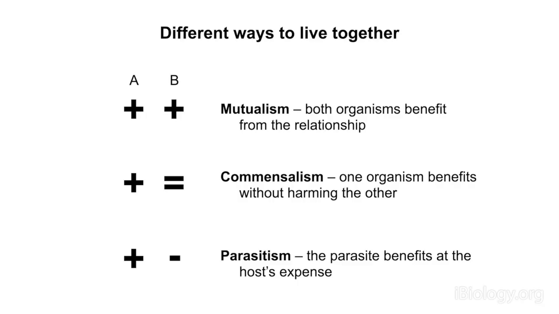So these three examples of symbiosis that we just discussed fall into three different categories. With mutualism, both partners benefit. With commensalism, one partner benefits and the other isn't impacted. And with parasitism, one member benefits at the expense of another.